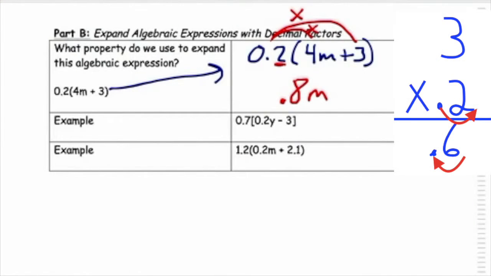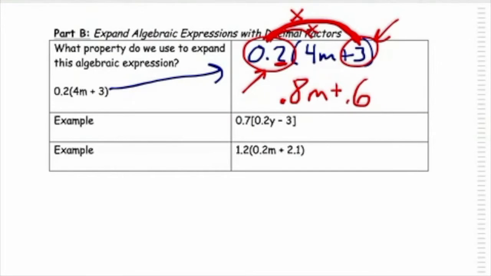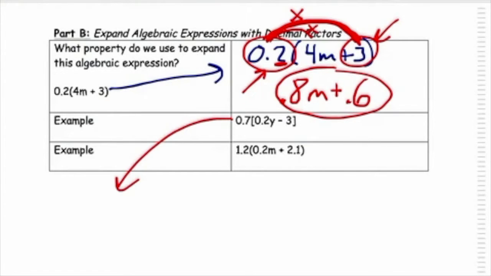So the next one is going to be 2 times 3. Once again, I'm doing it without the decimal. 2 times 3 is 6, and it's positive 6, so I'm going to write plus 6. But then, once again, the 0.2 has a decimal and the 3 doesn't. With the 0.2, you moved the decimal 1 space out, so therefore you're moving it back 1 space. So it's really going to be 0.6. So my final answer is 0.8m plus 0.6. All right, so I'm going to bring this one here and this one here.